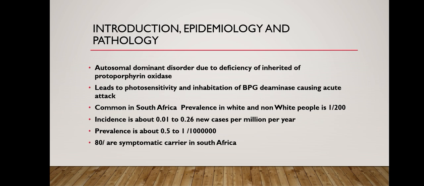The incidence is about 0.01 to 0.26 new cases per million per year, and prevalence is about 0.5 to 1 per million. 80% of cases of variegate porphyria are asymptomatic carriers in South Africa.